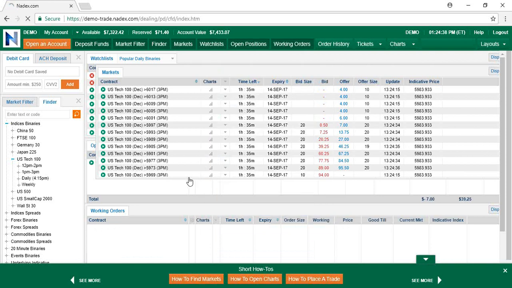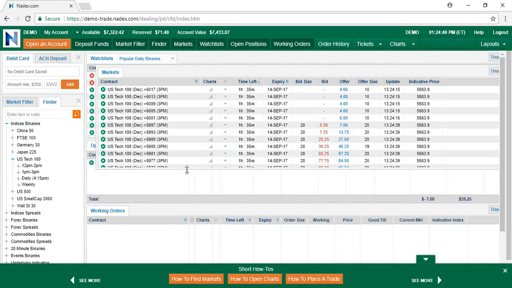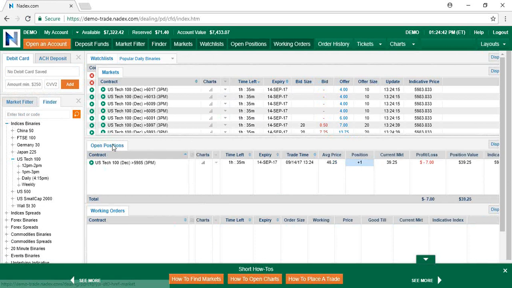Well, if I were to buy that, it goes right here in my open positions, okay? So I executed that order. You can see it here in the positions, okay? And you see right here it says +1 because I bought it. If I had sold, it would say -1, okay?